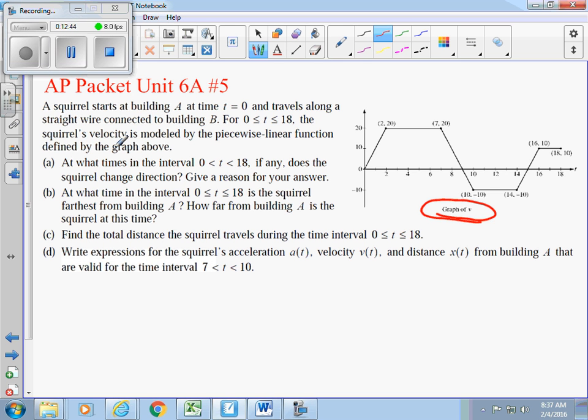At what times in the interval 0 to 18, if any, does the squirrel change direction? Give a reason. What are you looking for if we're looking for a direction change on a velocity graph? When it crosses the x-axis, right? Does starting from nothing and going positive, does that count? Since you're not doing anything. I wouldn't count it. I don't know that AP would count it off, though, if you did put it. They'd probably give it to you, but I wouldn't put it.